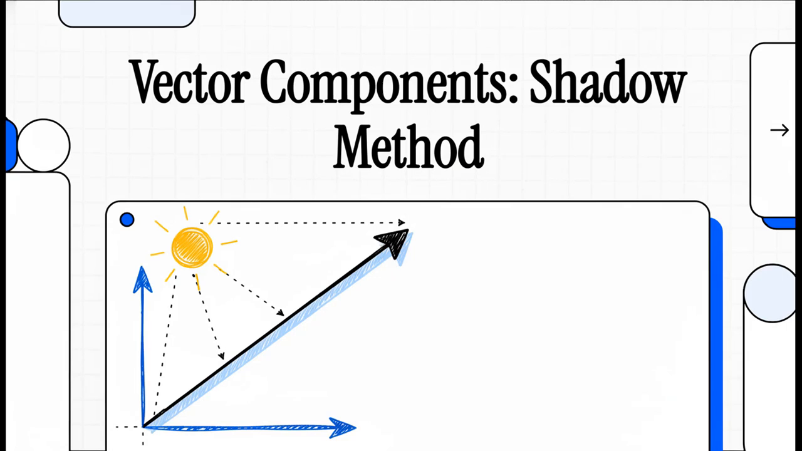You ever look at a physics problem and just get that feeling you're missing something obvious? Well, when it comes to vector components, the secret isn't about being a math genius. It's about having the right mental picture. And today, we are going to build that picture using a really simple, really powerful idea. So let's flip on the lights and see what kind of shadow this whole problem casts.